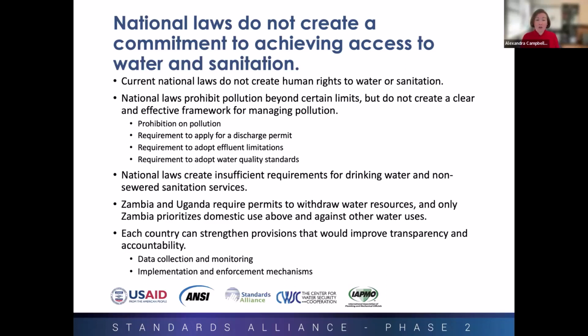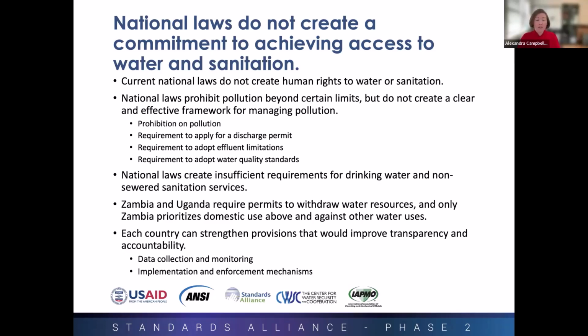The third aspect that we looked at is whether or not national laws actually require the adoption of regulations to govern drinking water and non-sewerage sanitation. None of the three countries actually require the adoption of drinking water standards or of wastewater treatment standards. Uniquely, though, Uganda national law does in fact require the adoption of codes of workmanship for private sewerage installations, on-site sanitation. And that's a unique distinction that I wanted to draw out.